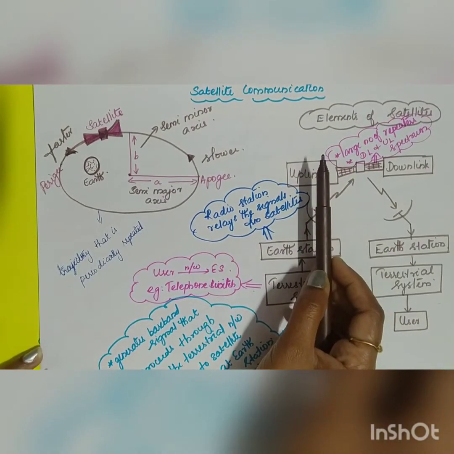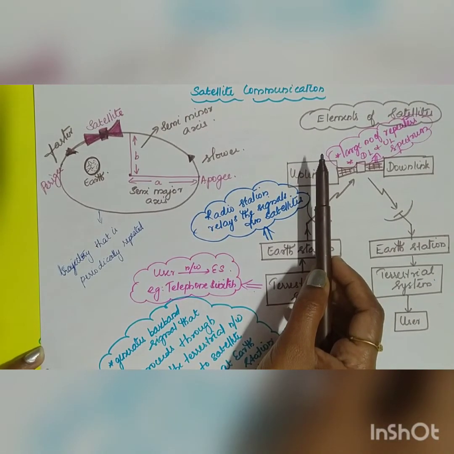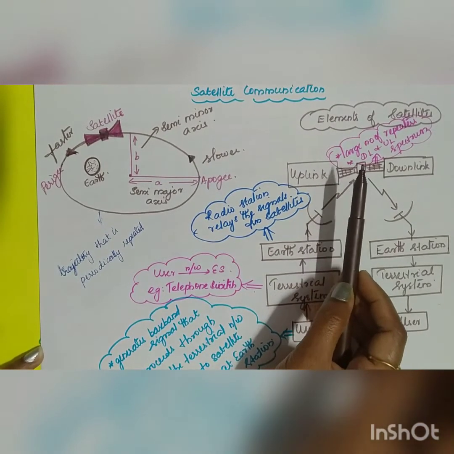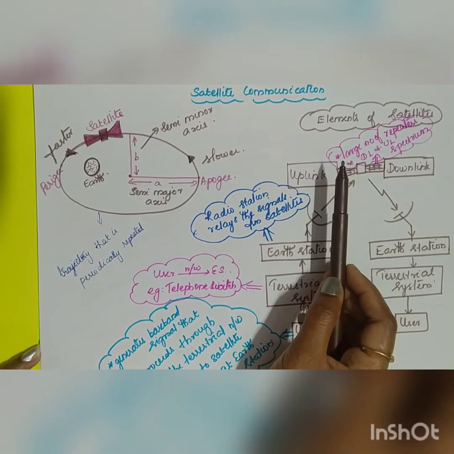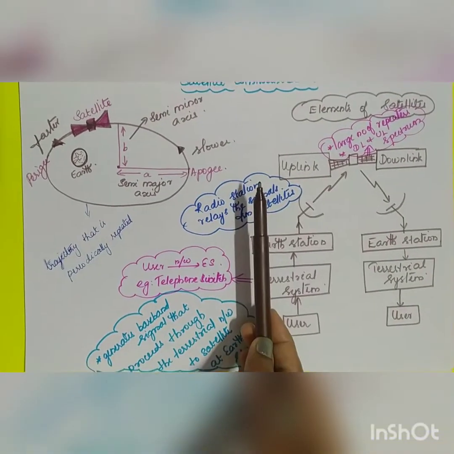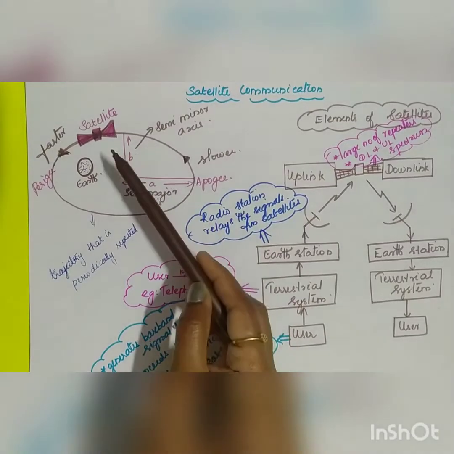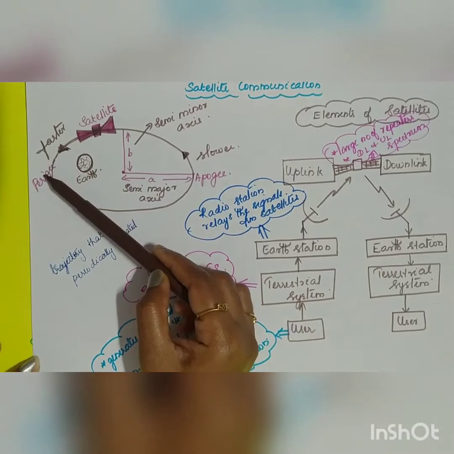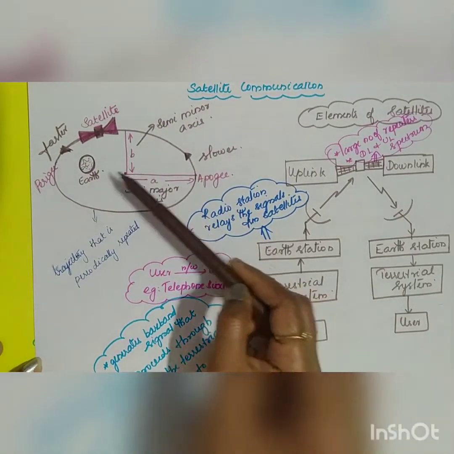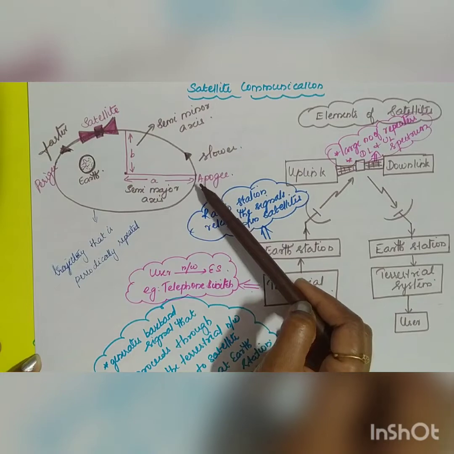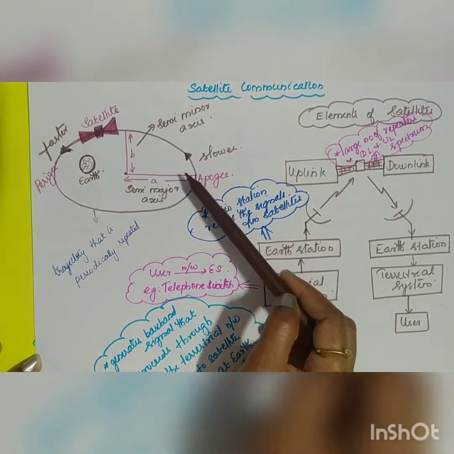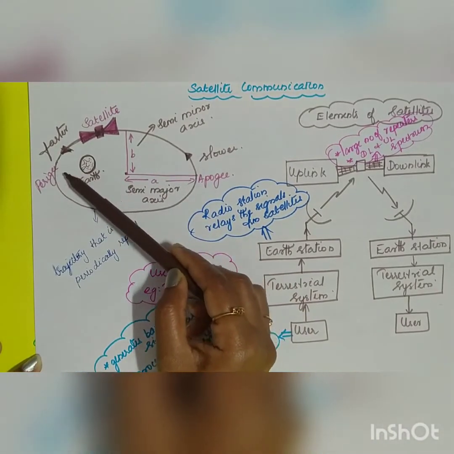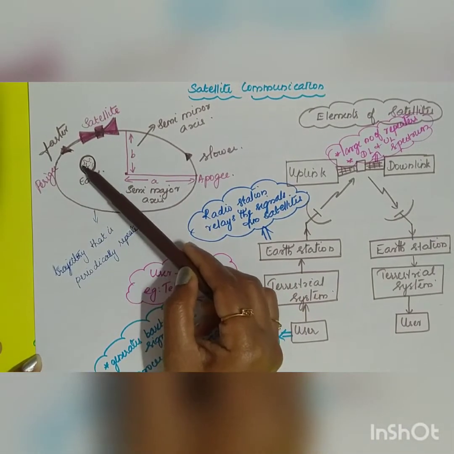This satellite communication is mainly used for telecommunication purposes, communication to ships, vehicles, planes, handheld terminals, TV broadcasting, etc. This figure shows the satellite which is orbiting the Earth. There are two points: one is your apogee and the other one is your perigee. Apogee is the point which is farthest from the center of the Earth, and perigee is the point which is nearer to the center of the Earth.